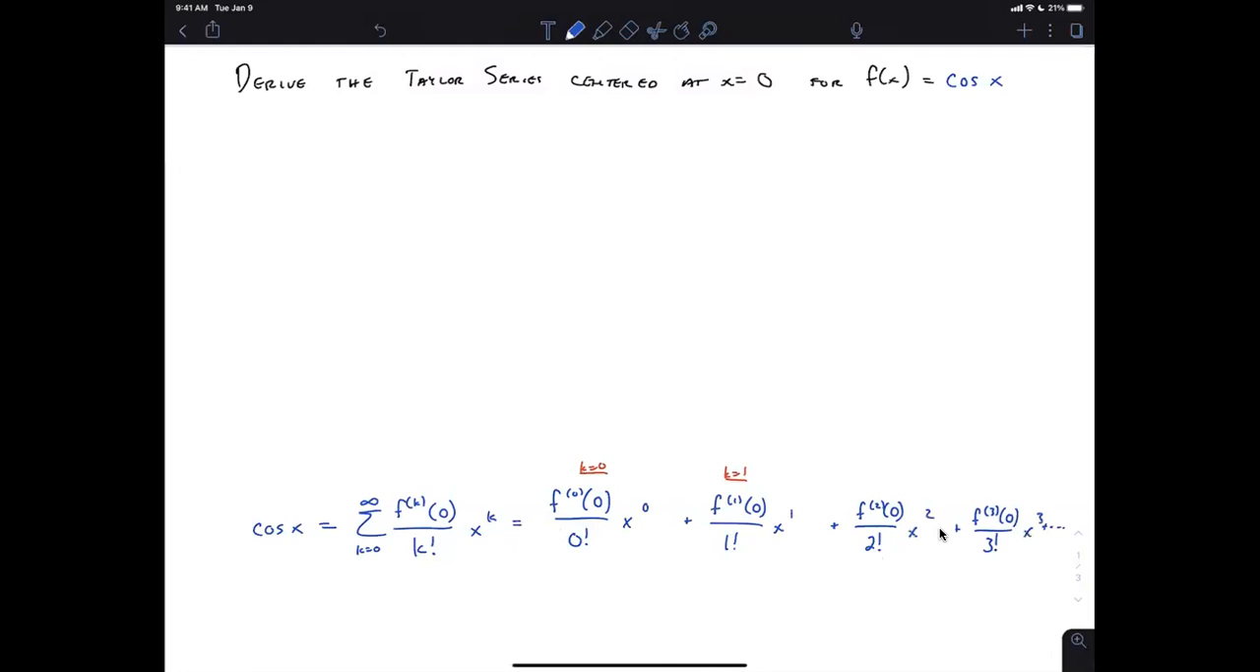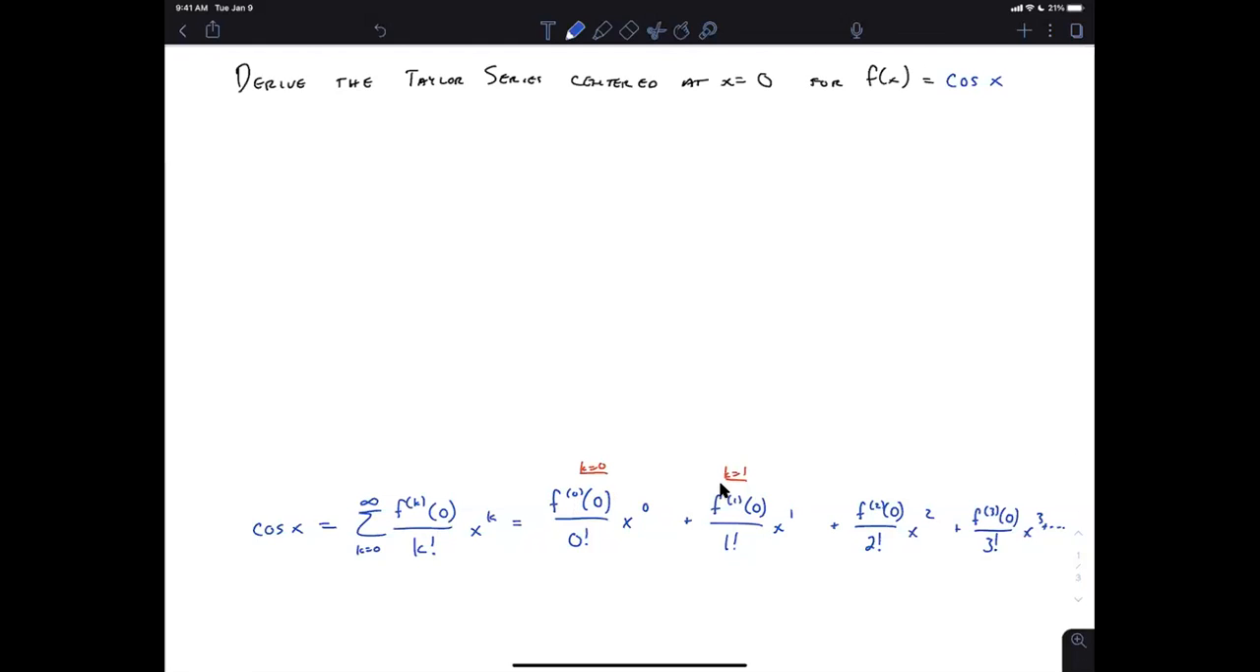Now, the important thing is that the only hard part is the top. F2 of 0 means the second derivative of f evaluated at 0. This is the third derivative of f evaluated at 0. This is the first derivative of f evaluated at 0. This is the 0th derivative of f, which means the original function evaluated at 0. For any random k, if k is like 39, the only thing that's hard is the 39th derivative. We know the bottom when k is 39 is 39 factorial, which is just a constant, and x to the 39th is a simple expression. The top is not. The 39th derivative evaluated at 0 is something complicated.